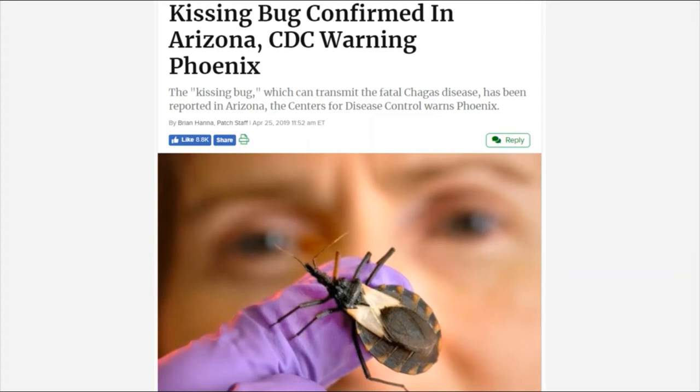Luckily, it's easy to avoid getting infected with this disease as long as you are protected when you are sleeping and not sleeping outside on the bare ground, for example. That is something that would put you at risk for bites from the kissing bug.